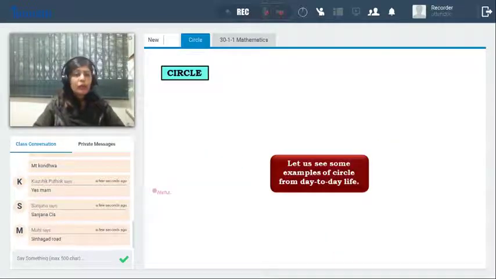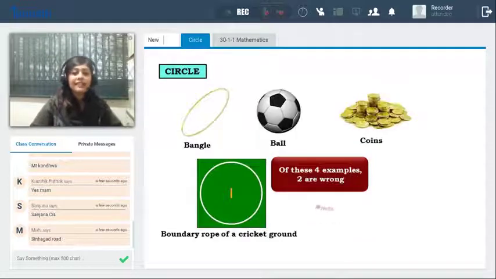All right. We won't take much time on the introduction. I assume you know how a circle goes about. Let's start. These are a few examples of circles. What you can see is a bangle, ball, coins, and the boundary rope of a cricket ground. Now, if you observe, out of these four examples, two are wrong.